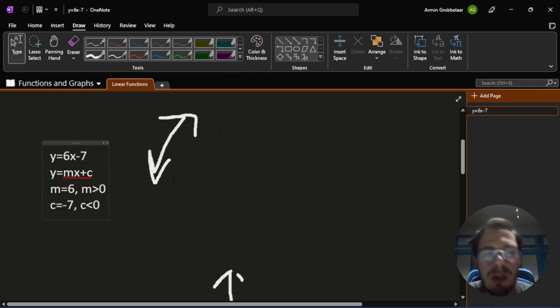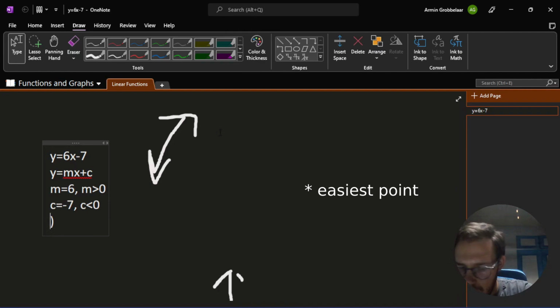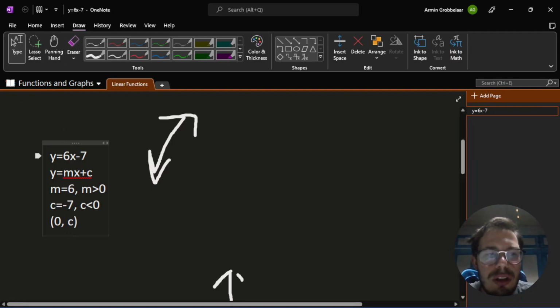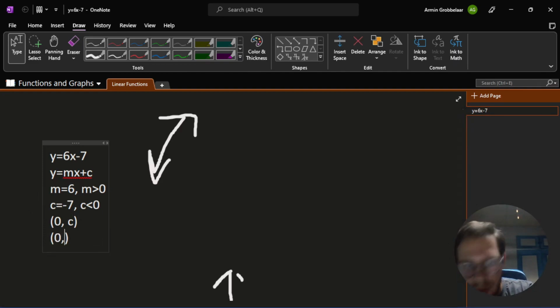So for this method, we need 1 point and we need m. The easiest point, which will always lie on the linear function, is (0, c). You can choose maybe x equal to 1 and get a y value and use that point. It doesn't matter, but the easiest point is always (0, c). So in this case, it will be (0, minus 7). So now we're going to need m.